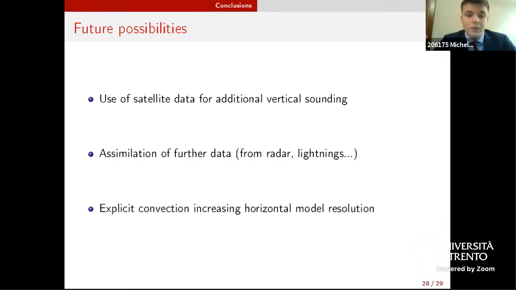And on a final aspect, an interesting aspect would be to have a convection permitting model. So in this study, we used a resolution of 4 kilometers. So we decided to use a cumulus scheme to parameterize the subgrid convective processes, but letting the model explicitly solve convection will certainly be an advantage, because a convective scheme is another source of errors anyway.